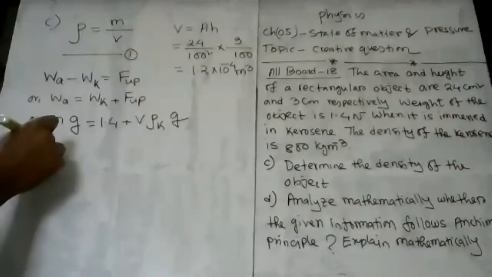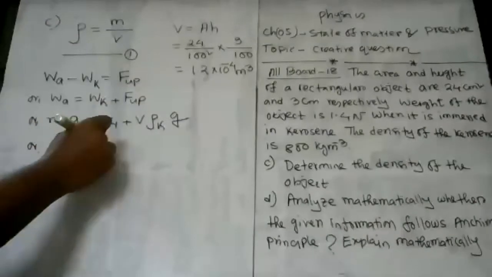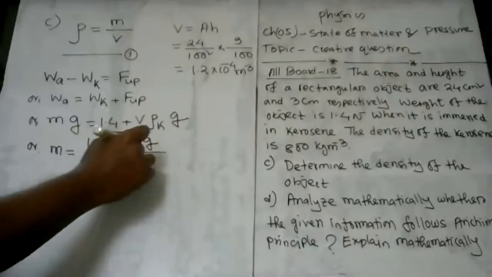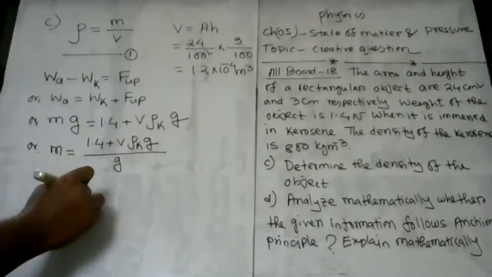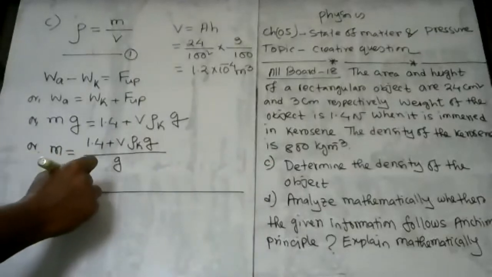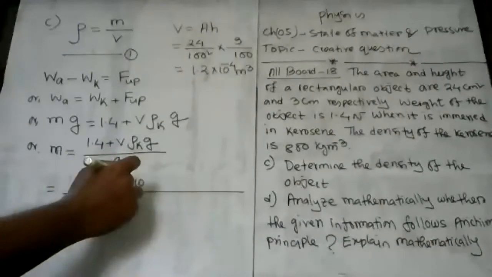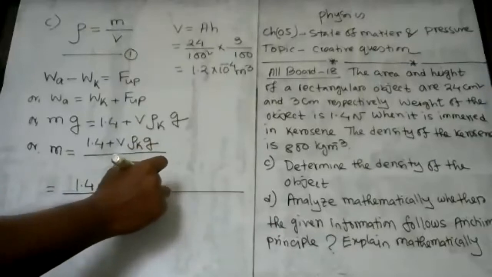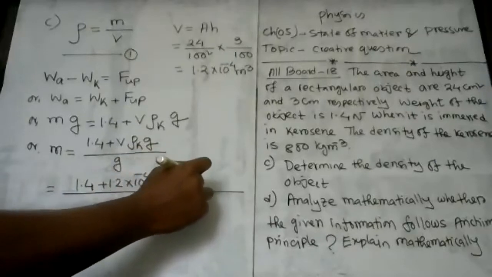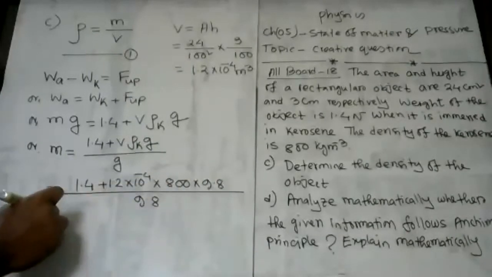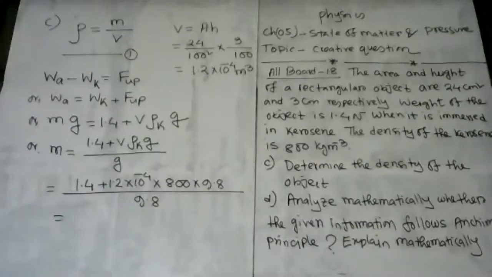So mass of the body M will equal what? 1.4 plus V, density for kerosene, into g, and divided by g. Now put down the values. 1.4 plus volume V equal to 1.2 into 10 to the power minus 4, density rho for kerosene equal to 800 and g equal to 9.8, and divided by 9.8. So what is the mass of the body? Find out this. Right, student? From this given information, find out this. What is the mass of the body?